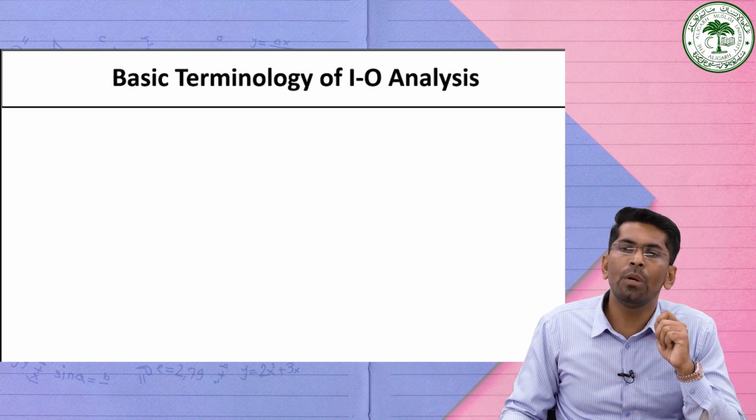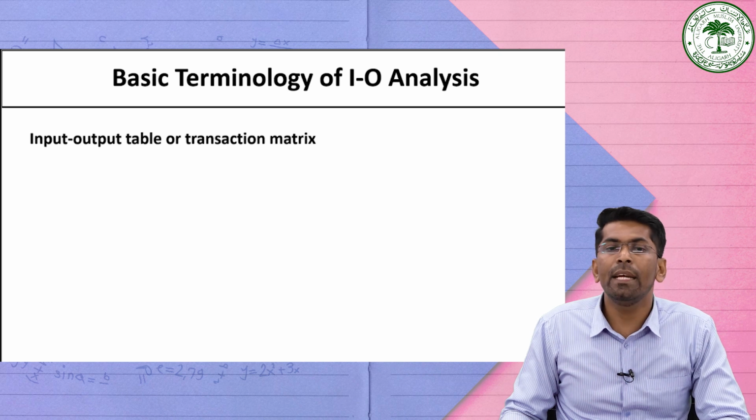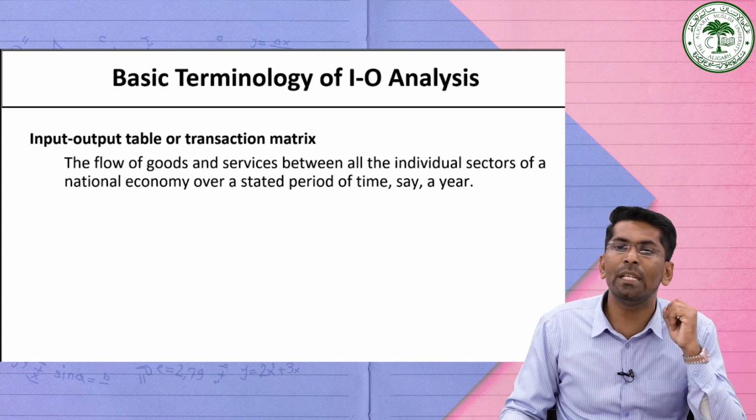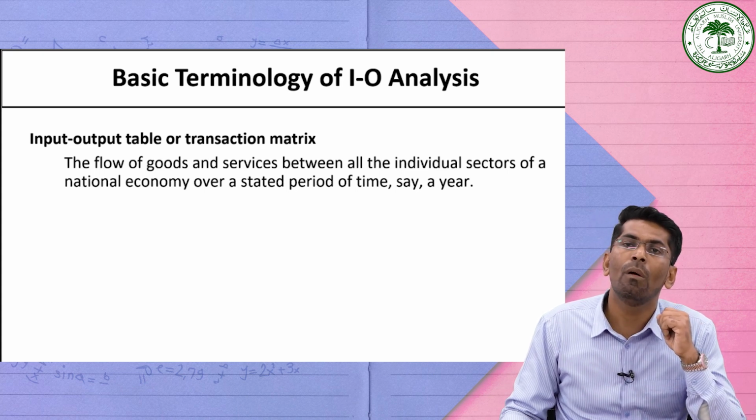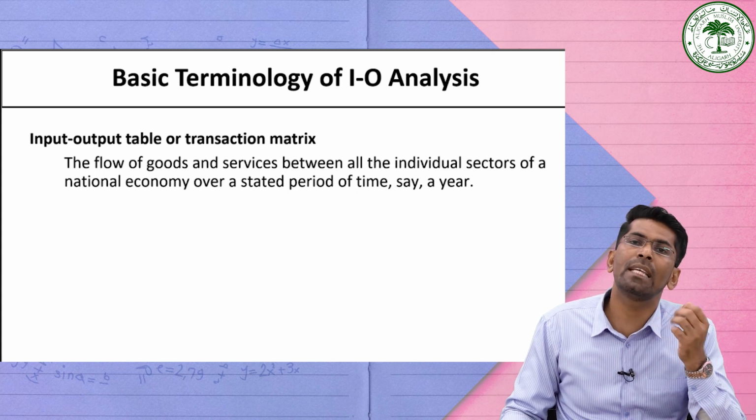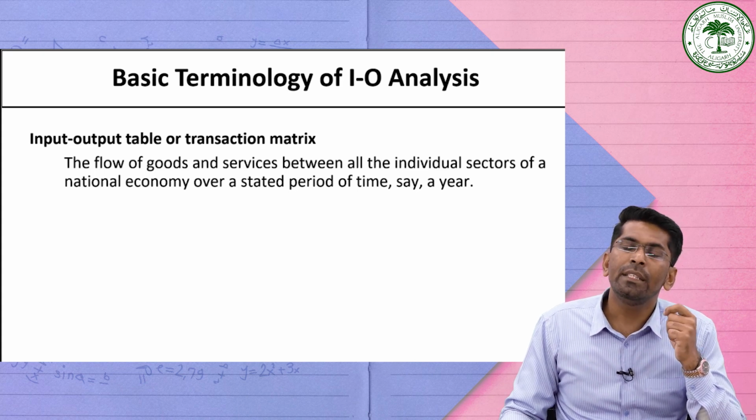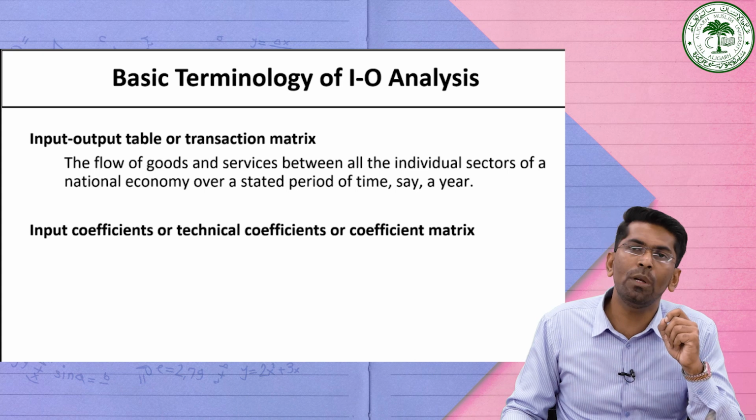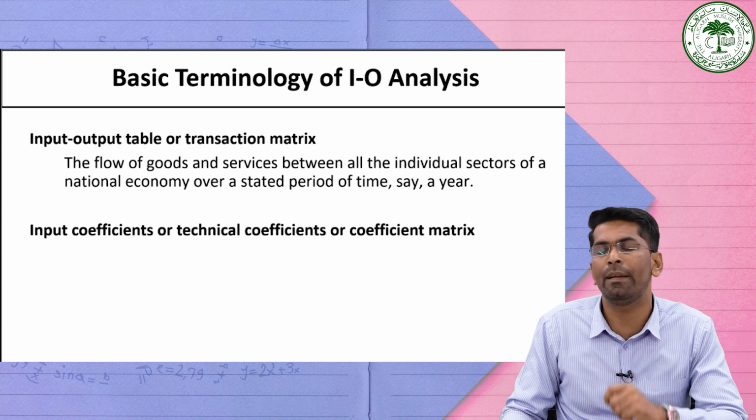The input-output table, or we can say the transaction matrix. An input-output table describes the flow of goods and services between all the individual sectors of the national economy over a stated period of time, say for example 1 year. It shows the interdependence or the interrelationship among the various industries. Another one is the input coefficient or technical coefficient, which is also known as the coefficient matrix.